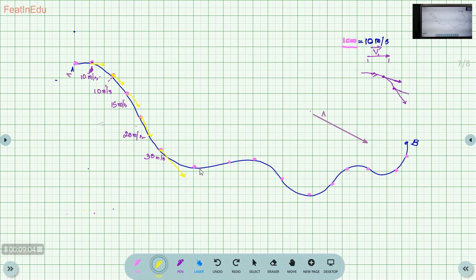Now supposing at this point I will represent a line which is 4 centimeters. So what does it mean? 40 meters per second. Yes, at this point it is 40 meters per second.